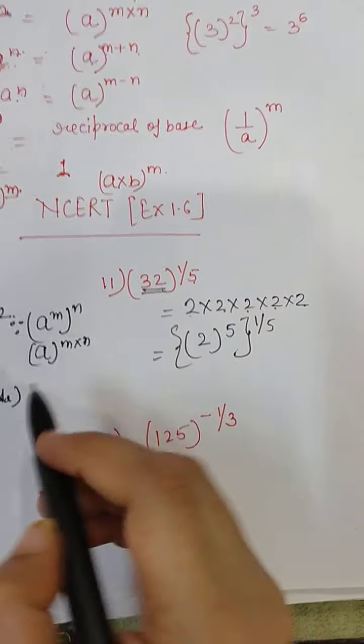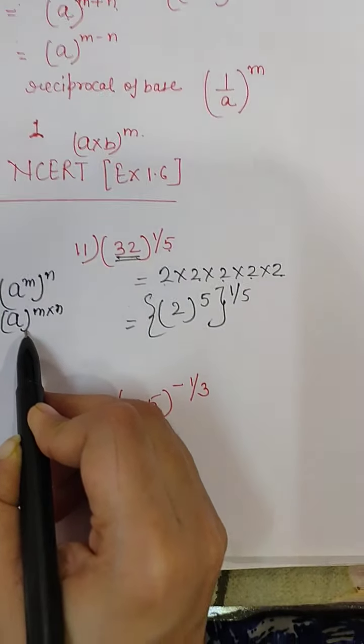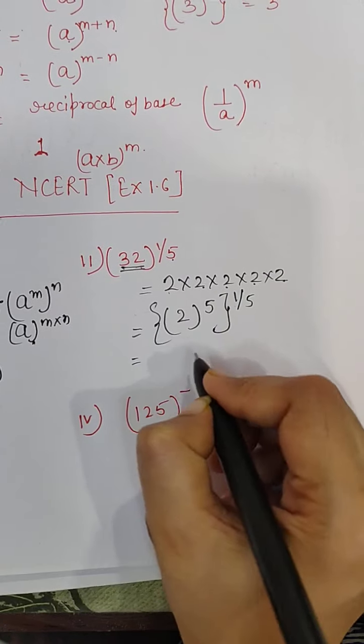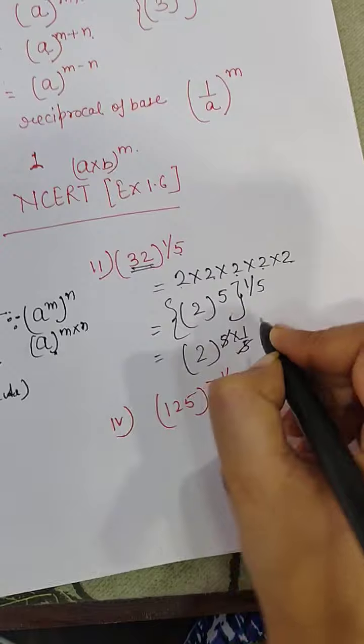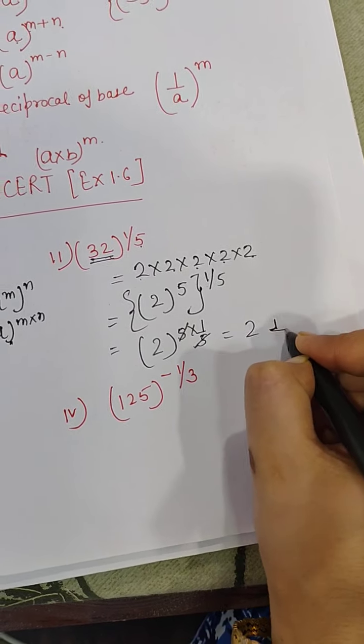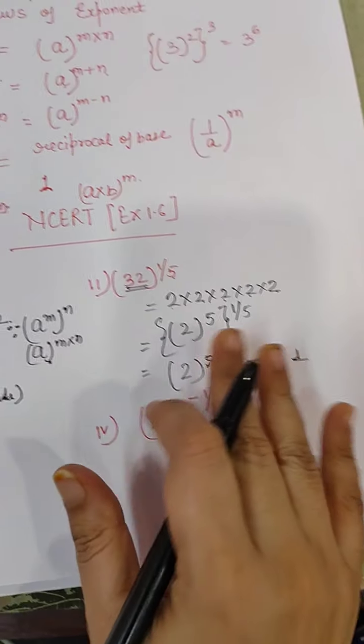So we will apply the same law which we applied in the first part. So what is the law? 2 raised to the power 5 into 1 upon 5. So what is the answer? 2. I hope it's clear.